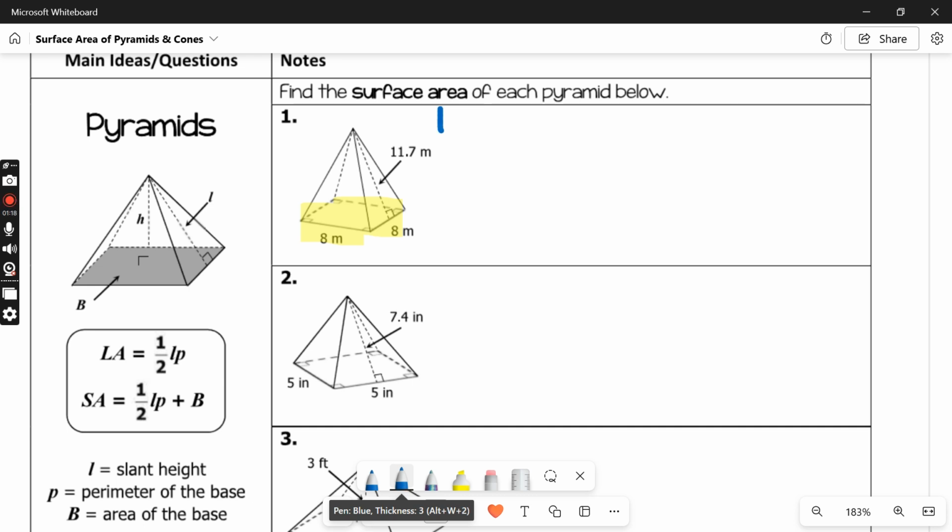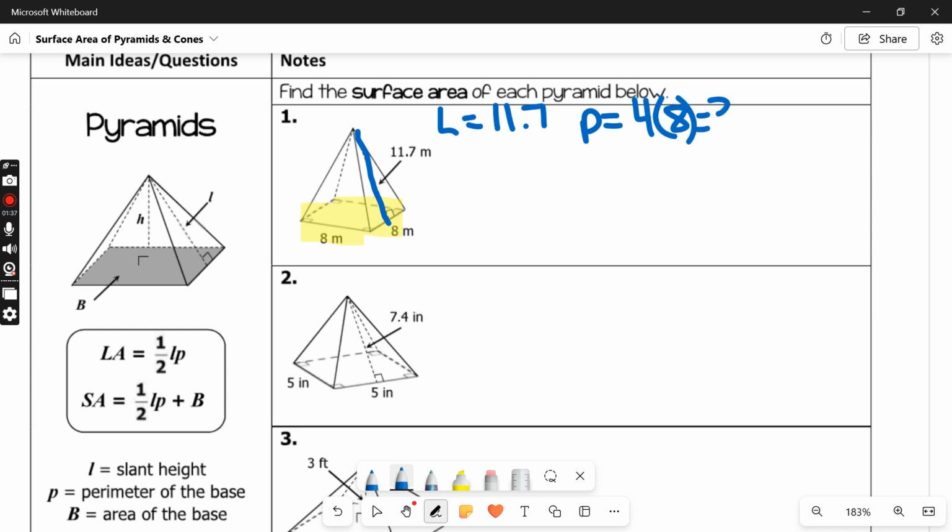So I'm going to start by finding my lateral height. My lateral height is the height that goes up the side. So this is 11.7. Then I'm going to find the perimeter of my base. Perimeter goes around the side, so it looks like a square, so they're all 8. So I'm going to do 4 times 8, which is 32. And then I'm going to find the area of my base. Since this is a square, the way that we find area is we do length times width, or in this case 8 times 8, which is 64.